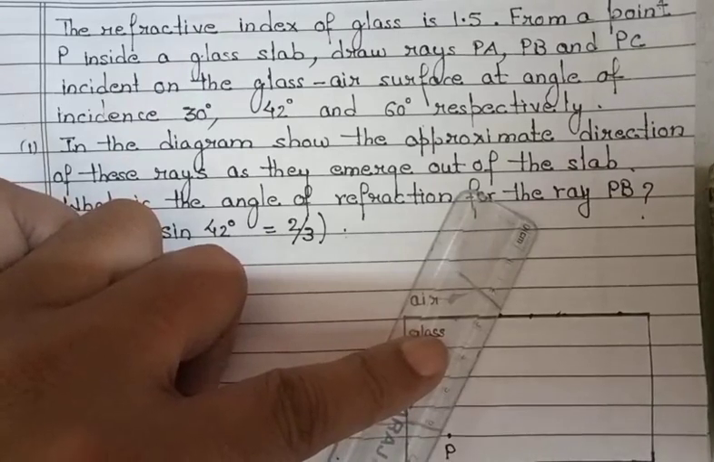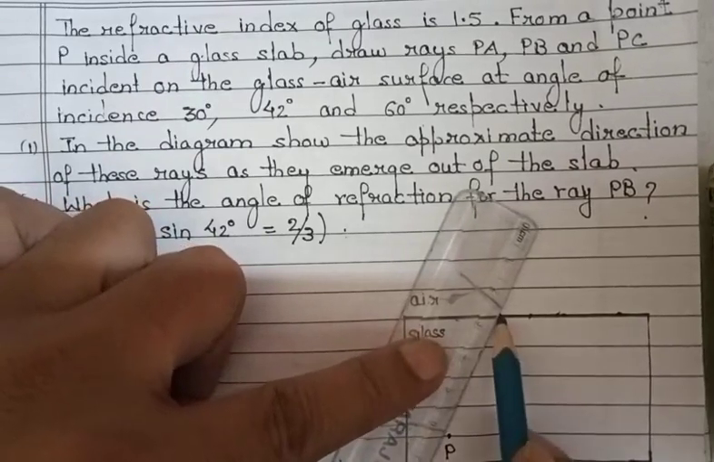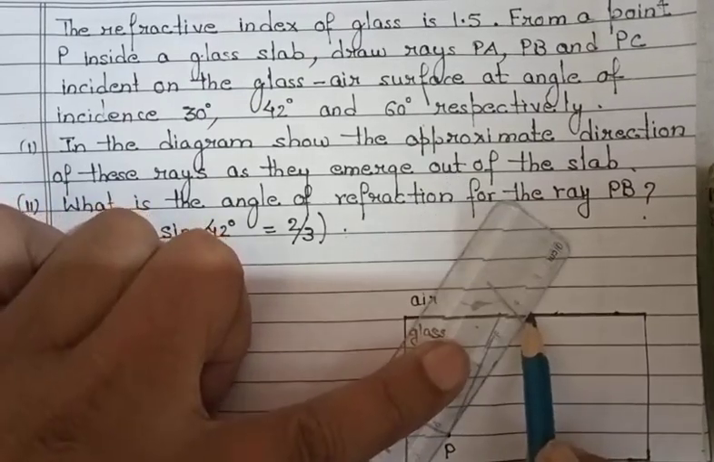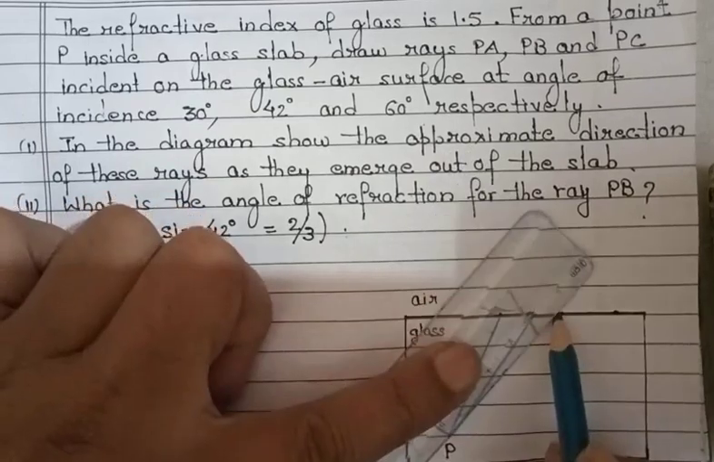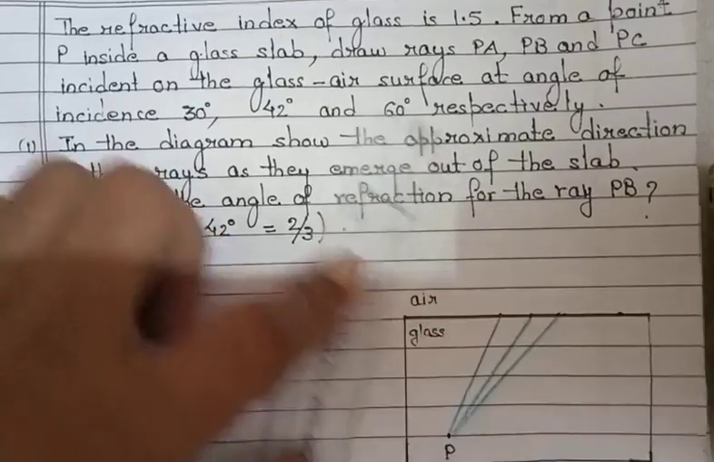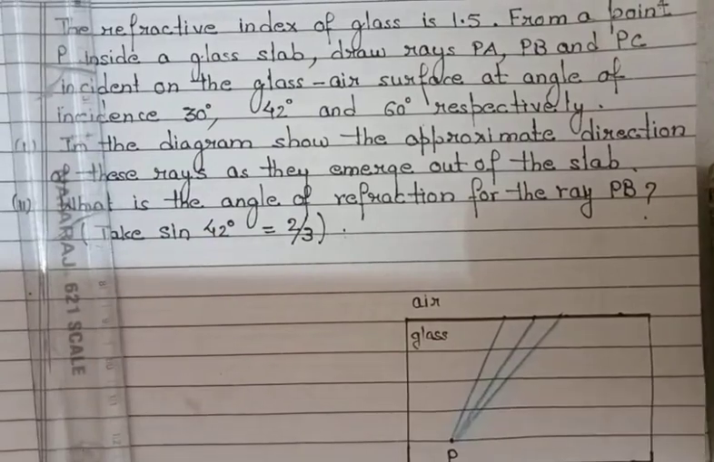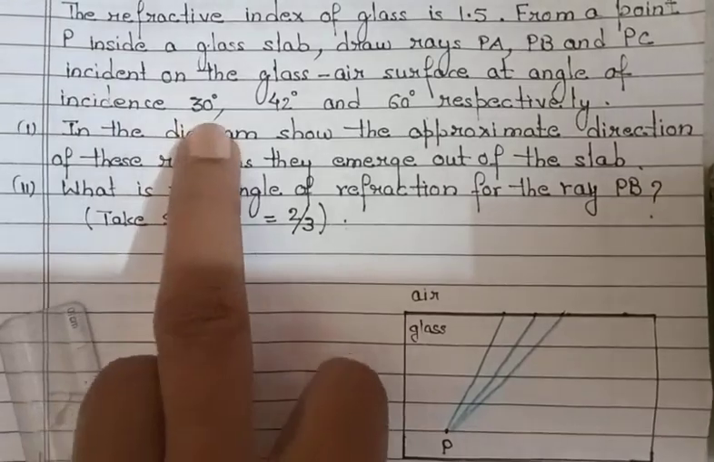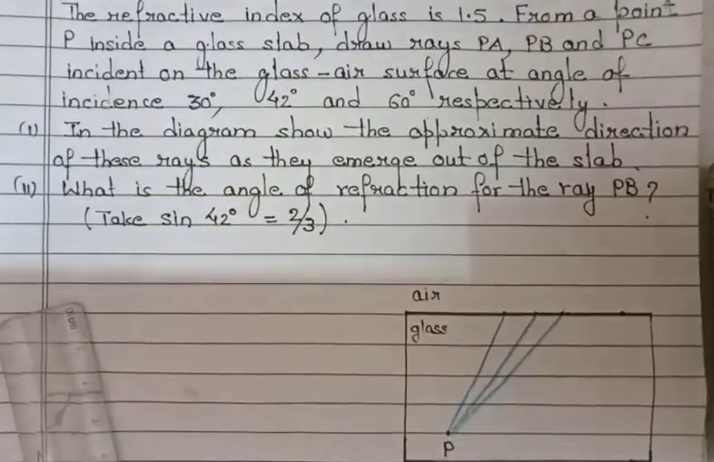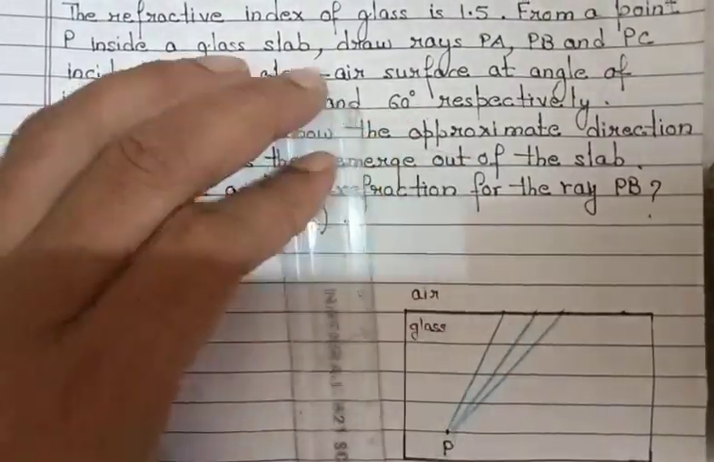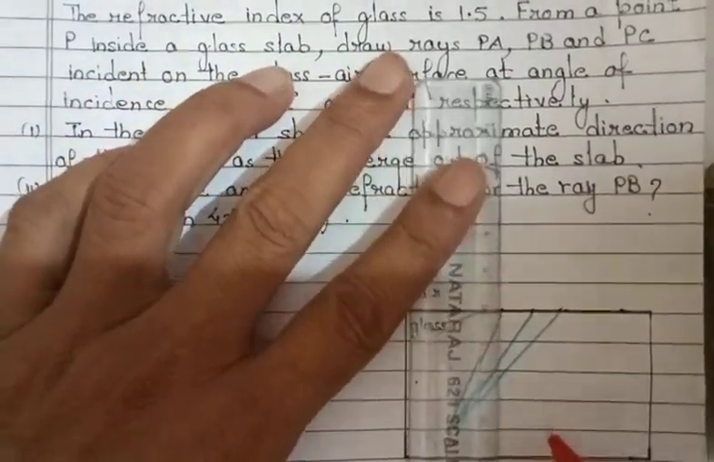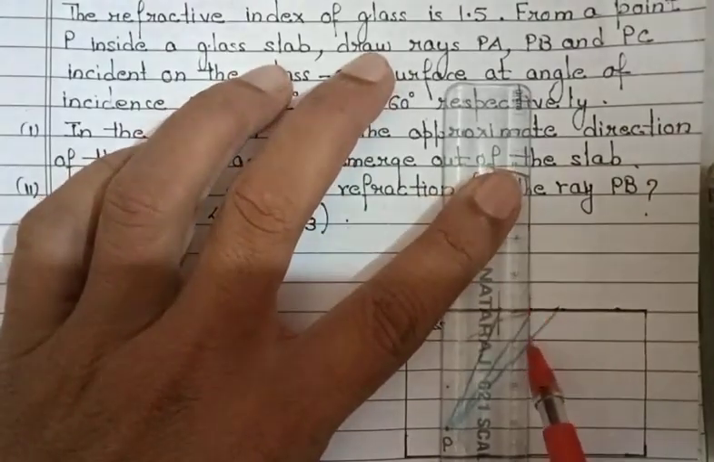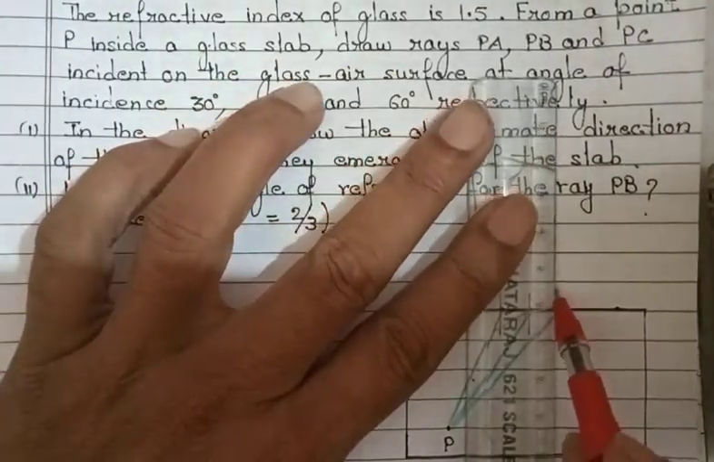So let's draw the three rays here. This first ray PA, then we have to draw the second ray PB, and then the third ray PC. Now these three rays are striking the glass air surface at angles of 30, 42 and 60. So let us mark the angle of incidence for the three rays. To mark the angle of incidence, first we need to draw the normal. So here we have drawn the normal for the three rays.